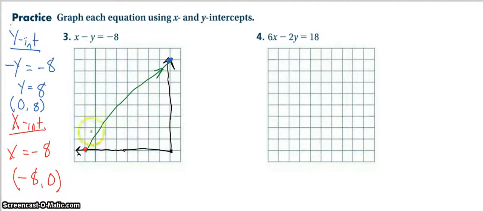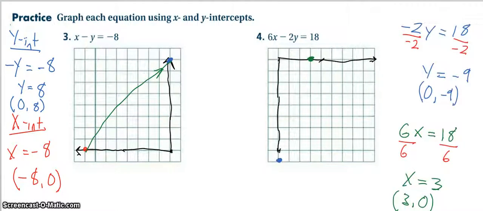I plot down both those points, try to connect it with a straight line, but again, it's very hard for me to draw a straight line on here. So here you go, my best attempt. If you haven't done 4 yet, do it now. You can go ahead and use this method where for the y-intercept, we ignore the x, and for the x-intercept, we ignore the y.